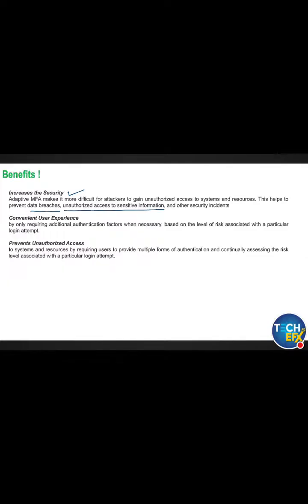Second, it provides a convenient user experience. Adaptive multi-factor authentication provides a more convenient user experience by only requiring additional authentication factors when necessary, based on the level of risk associated with the login attempt. This helps to reduce the friction associated with logging in, while still maintaining a high level of security. So as and when required, if it is necessary, then only it will prompt for an additional factor, or it will allow the user to get into the system.